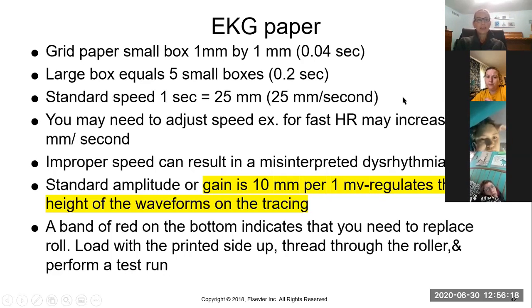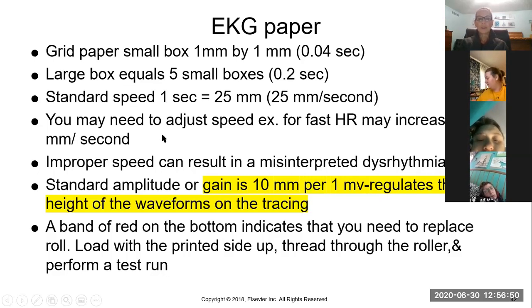All right, so the EKG paper, it's grid paper. Small box is 1 millimeter by 1 millimeter, okay, which equals 0.04 seconds. The large box equals 5 small boxes, which is 0.2 seconds. The standard speed is 25 millimeters per second, okay? 25 is the normal speed.